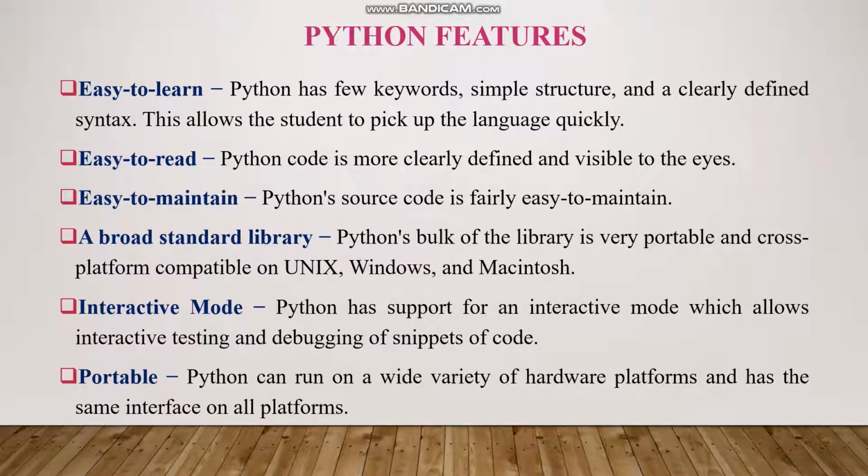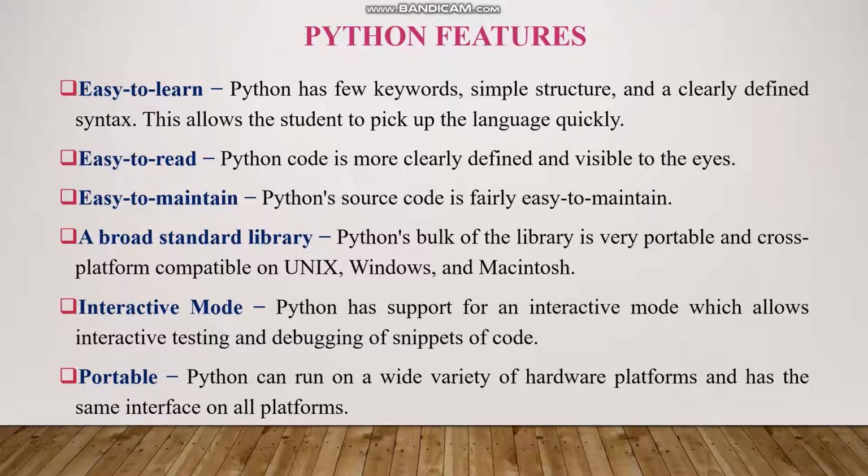Python features. Easy to learn. Python has few keywords, simple structure, and a clearly defined syntax. This allows the student to pick up the language quickly. Easy to read. Python code is more clearly defined and visible to the eyes. Easy to maintain. Python source code is fairly easy to maintain. A broad standard library. Python's bulk of the library is very portable and cross-platform compatible on Unix, Windows and Macintosh. Interactive mode. Python has support for an interactive mode which allows interactive testing and debugging of snippets of code.